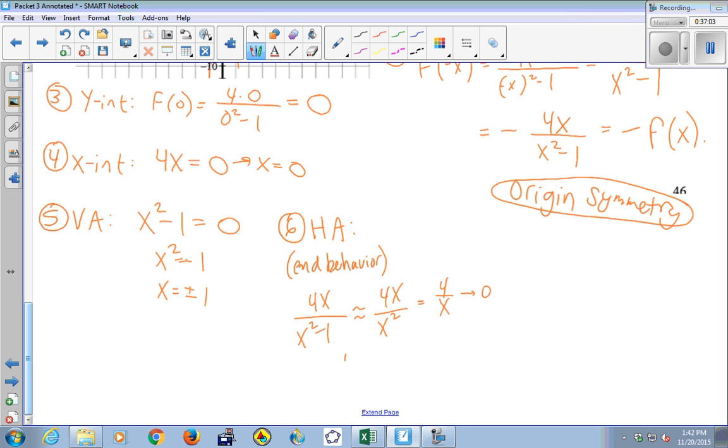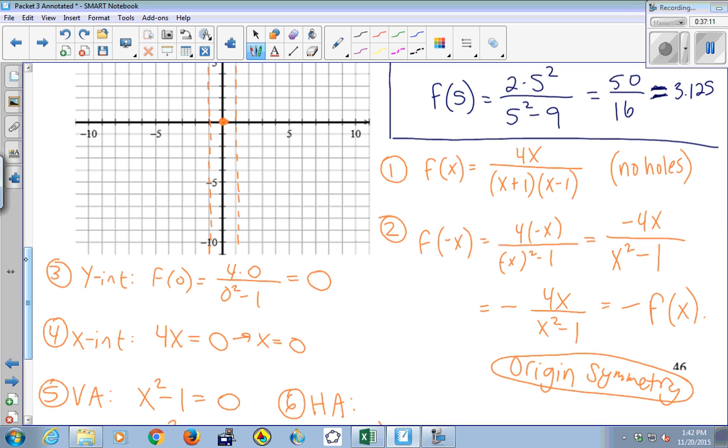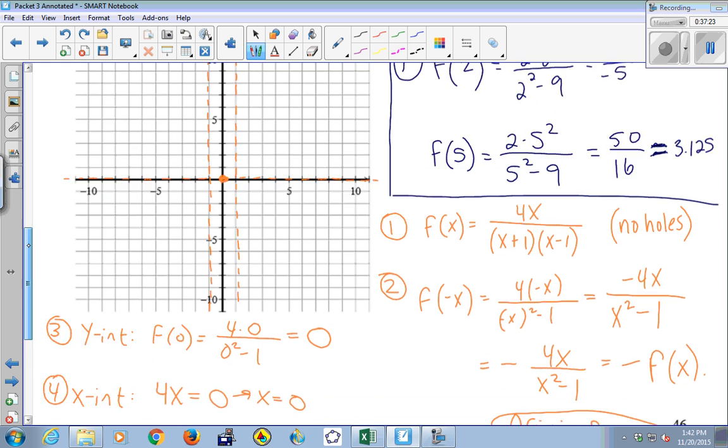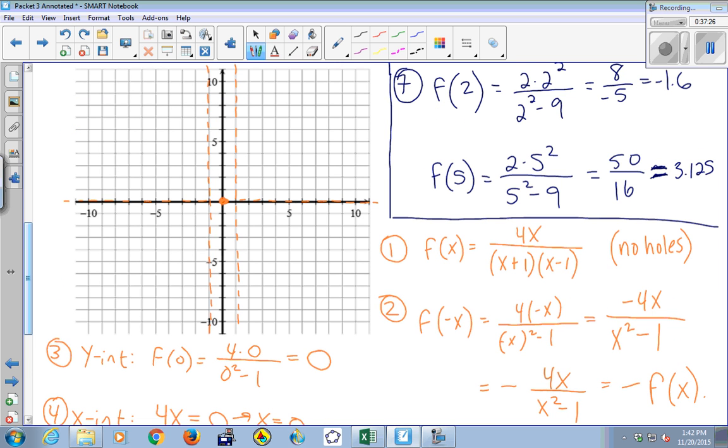So my end behavior is the line y equals 0. It's going to be my horizontal asymptote. So I'm going to put that in, which is just the x-axis. Now I have to plot some points. So now I have all my guidelines in place. I just have to plot a few points.